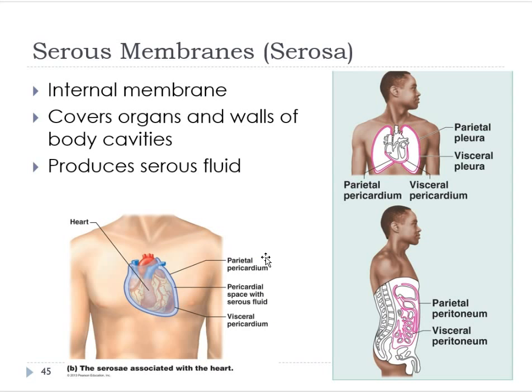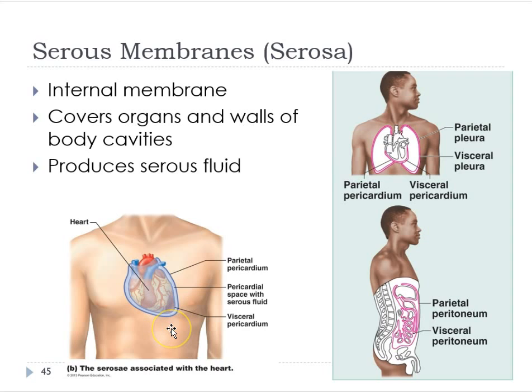Our last one, which is a membrane that produces fluid as well, is the serous membrane. And they're surrounding internal structures like organs and things like that. They cover the organs and the walls of the body cavities, and they produce this serous fluid. So like here you're seeing a picture of a heart, and the heart is actually in a bag, kind of like this. You could see it. And that's called the pericardial bag. And what happens inside of here is this serous fluid. It's just this fluid that sort of surrounds the heart.